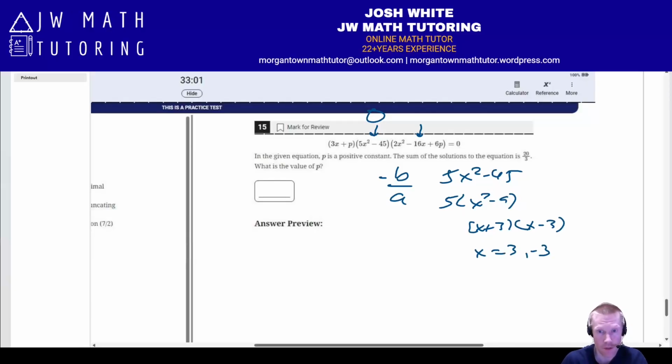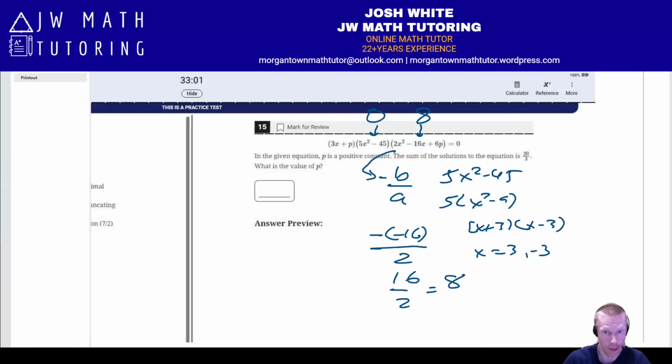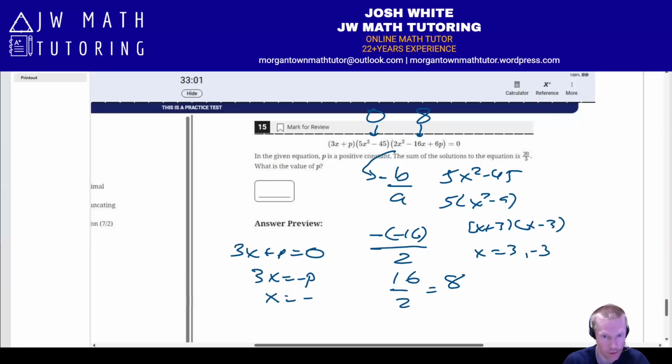Same thing for the last one. It doesn't matter what p is, that's irrelevant. We know that the sum of the two solutions is going to be the opposite of negative 16 over 2. 16 over 2 is just 8, so we know that this is 8. The first factor has one solution: you set it equal to 0, 3x equals negative p, x equals negative p over 3. So you just add all those up and you set it equal to 20 thirds.